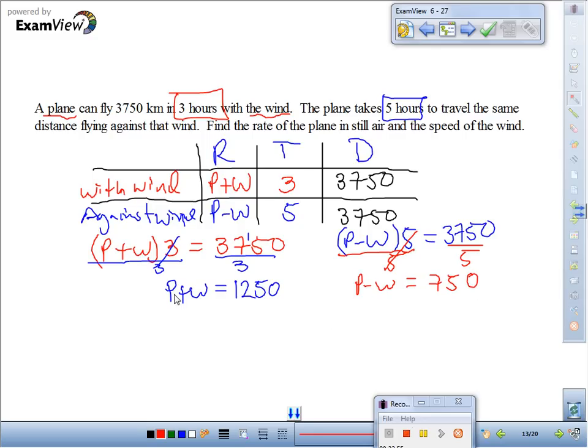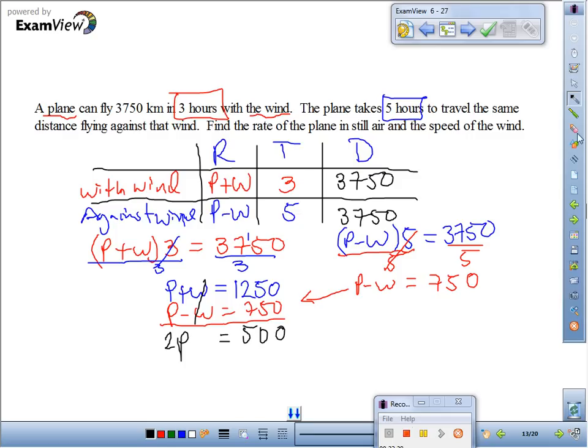So now I'm going to bring this one and write it underneath here. I'm going to bring this one and write it over here. P minus W equals 750. Now we can use elimination. Which variable is going to eliminate when we combine? W. These cancel because W minus W cancels. What is P plus P? 2P equals 1250. Take away 750. That leaves us.